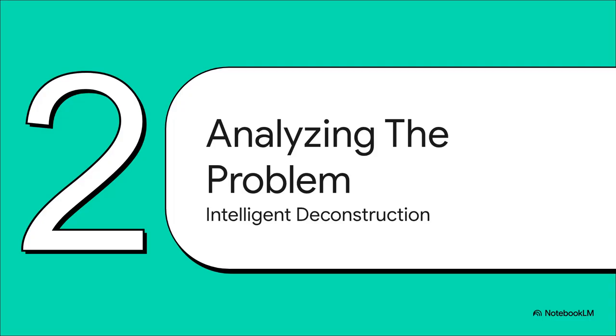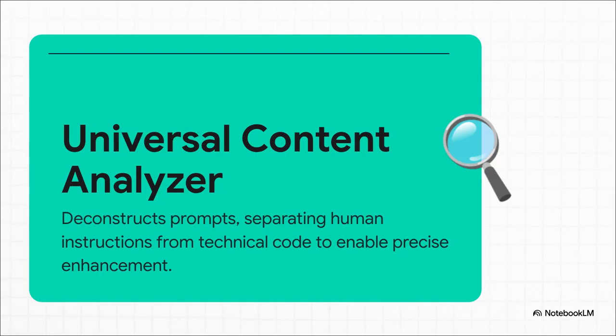And that brings us to analyzing the real problem. See, this is where the magic really starts. A tool that's built for this kind of thing doesn't just blindly pass your request along. No, first, it intelligently analyzes what you've actually given it. It all kicks off with something called the Universal Content Analyzer. And what's so cool about this thing is its main job: it intelligently separates your human instructions from the technical code. It literally deconstructs your prompt to figure out, okay, what part is the person talking and what part is the code they want me to look at.